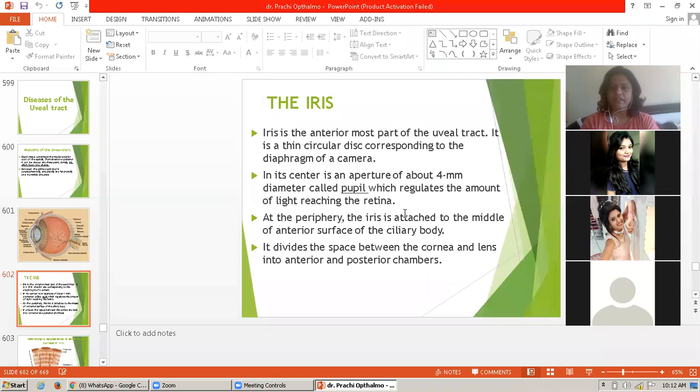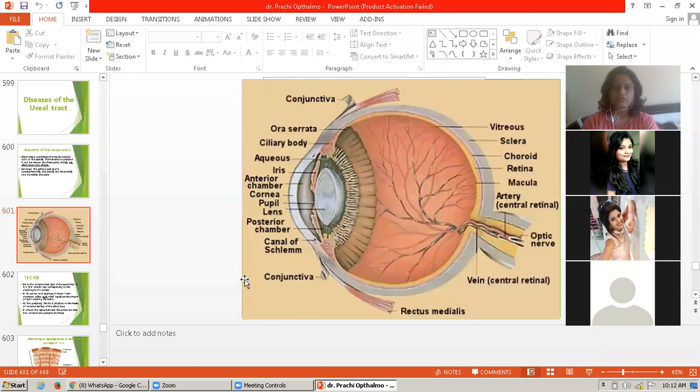At the periphery, the iris is attached to the middle of the anterior surface of the ciliary body. We can see in this diagram that the iris is attached to the ciliary body at this point. This is the iris, this one is the ciliary body, and they attach at this point.